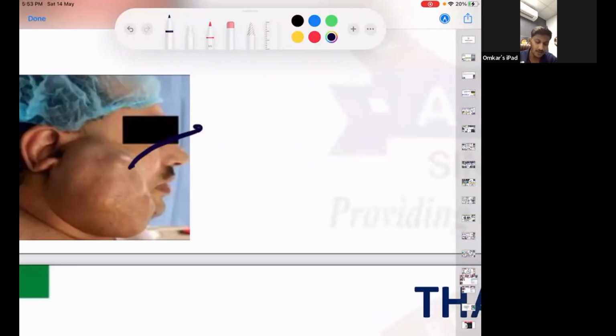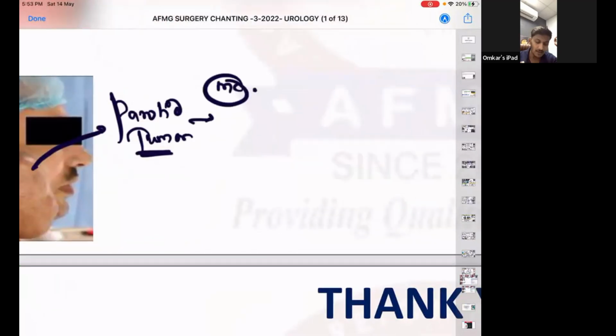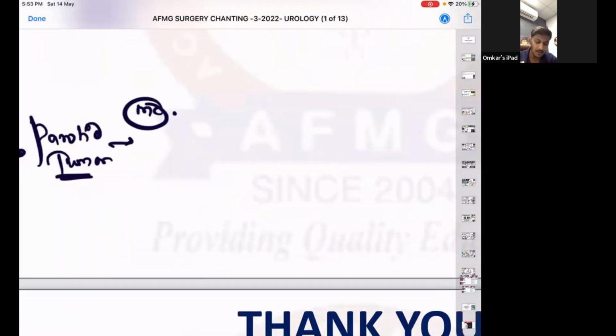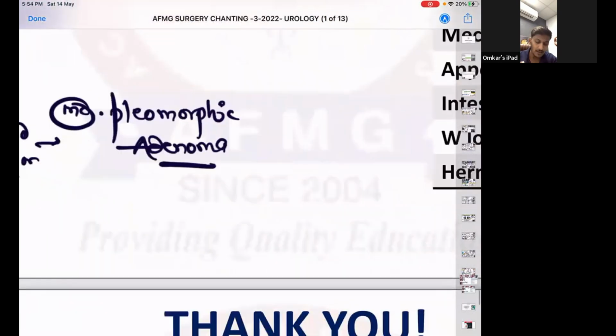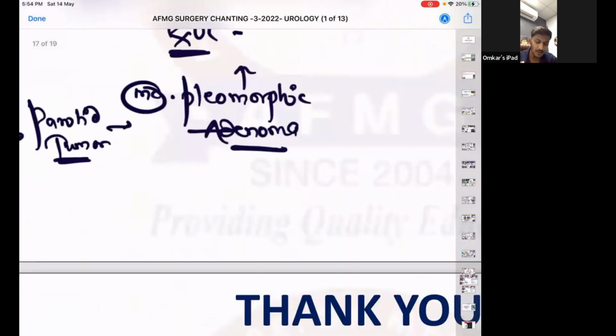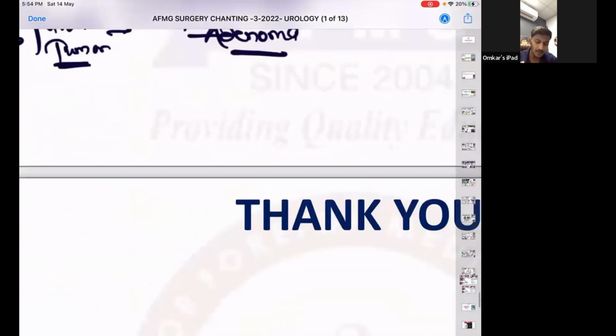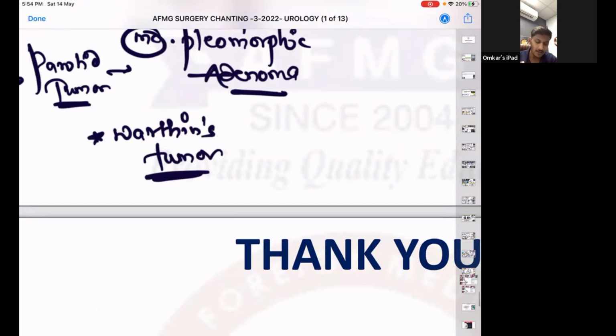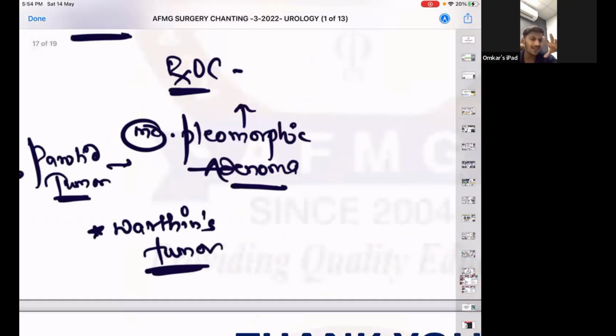Most common parotid tumor is pleomorphic adenoma. Different sizes and shapes of cells would be seen. And what is the treatment of choice for pleomorphic adenoma? Apart from that, usually in salivary glands, we can also see a Warthin's tumor. It is also important. Warthin's is usually bilateral, whereas pleomorphic adenoma is mostly unilateral.